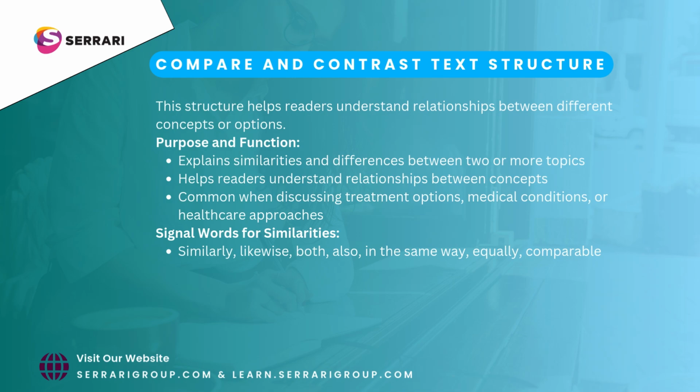Explains similarities and differences between two or more topics. Helps readers understand relationships between concepts. Common when discussing treatment options, medical conditions, or healthcare approaches. Signal words for similarities: similarly, likewise, both, also, in the same way, equally, comparable.